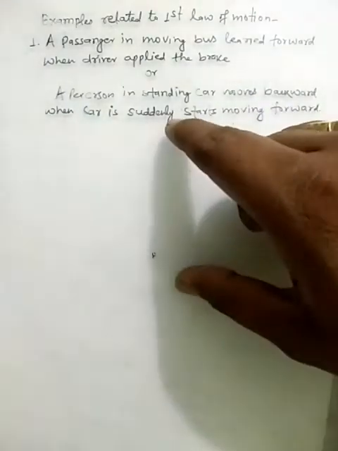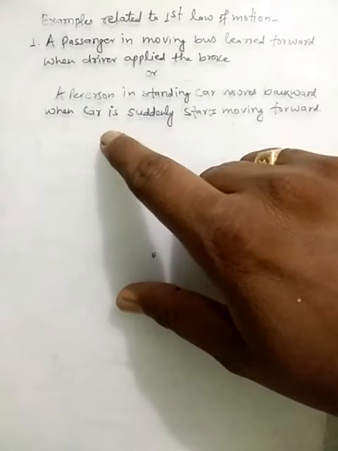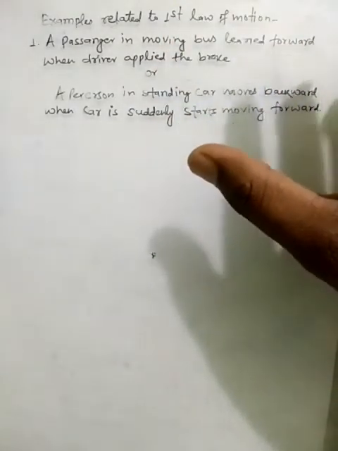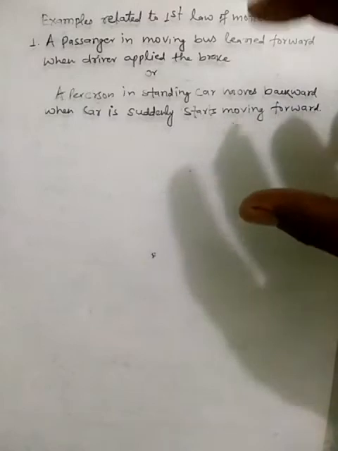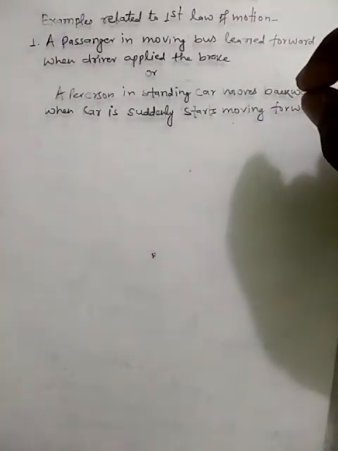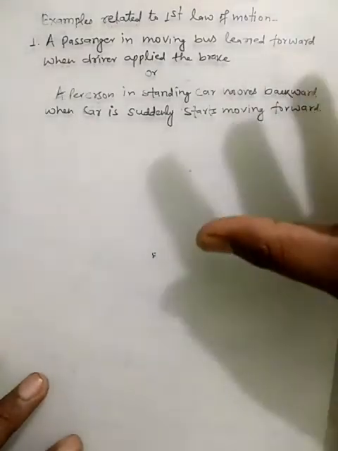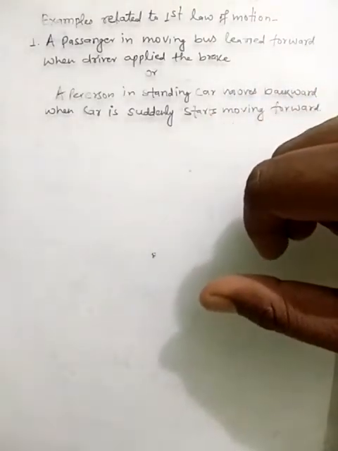And the second is a person in a standing car, that is, the car is at rest, who moves backward when the car suddenly starts moving forward. It means that the person in the standing car has inertia of rest, and when the car suddenly starts moving forward, the car is in motion but the person is in inertia of rest. Therefore, the person moves backward.